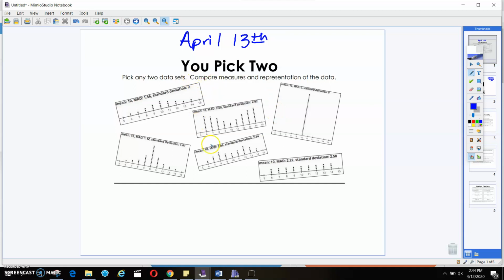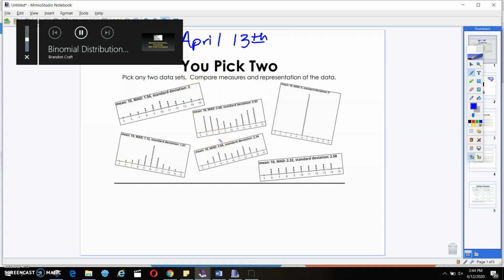It's called UPick2. And so what you're going to do is you're going to actually pick any two data sets and compare measures and representation of the data. So you're just going to pick two, and you're going to kind of compare and contrast.